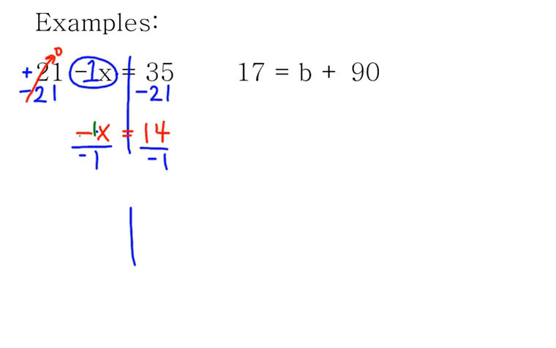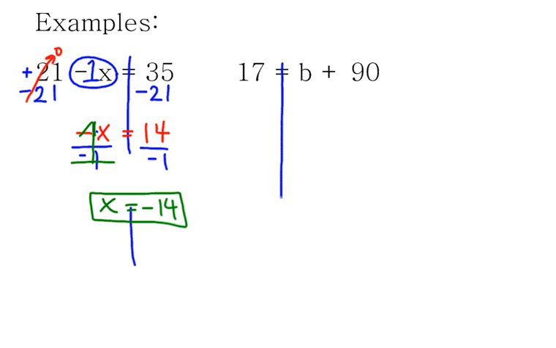-1 over -1 is just 1. So now I have 1x. But you guys know I'm lazy. I'm not going to write 1x. I'm just going to write x. And on the other side, I've got 14 divided by -1. Well, that's -14. No matter what I do, I end up with x equals -14.